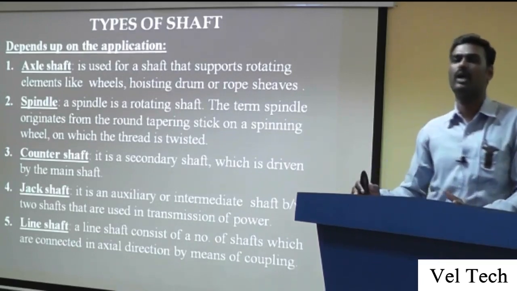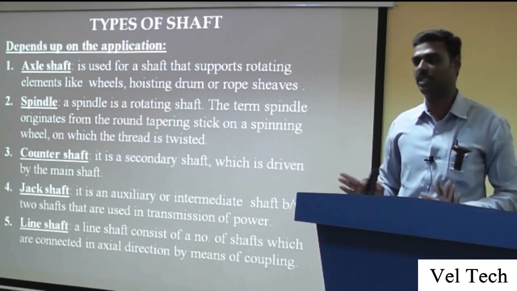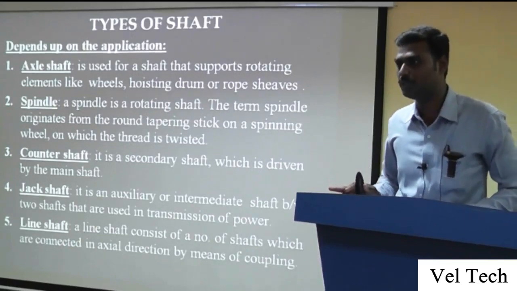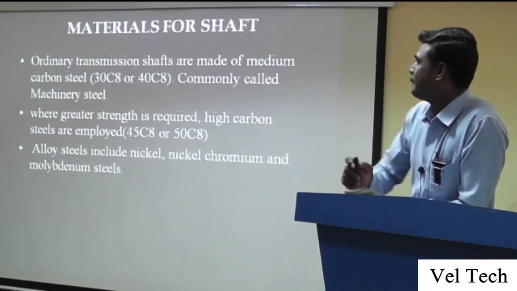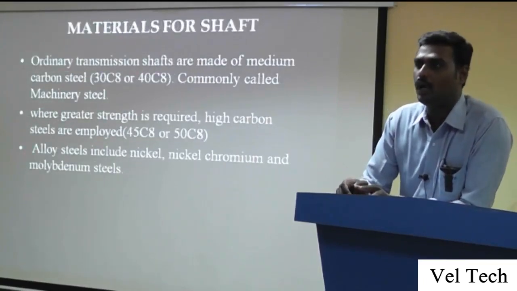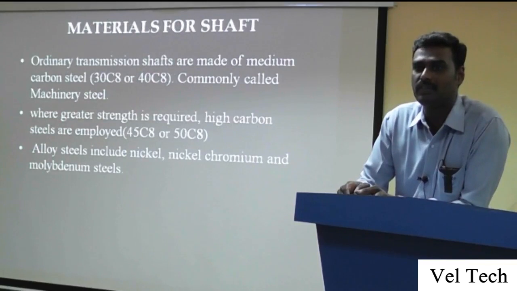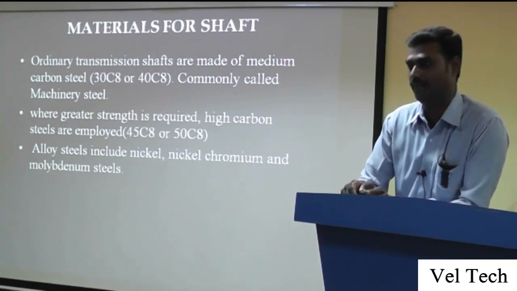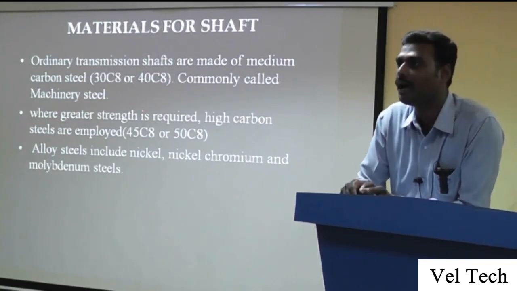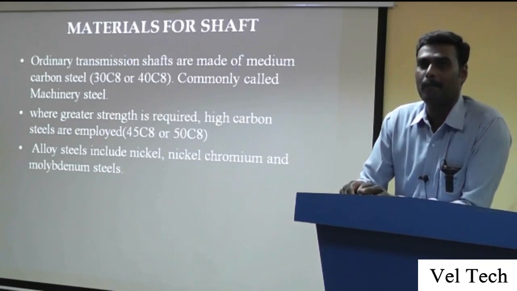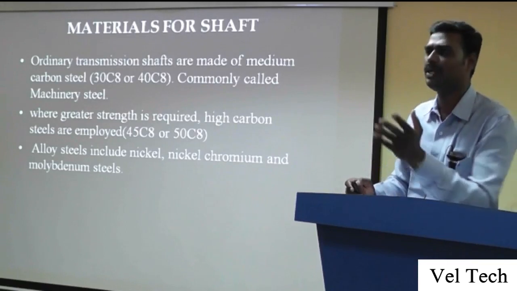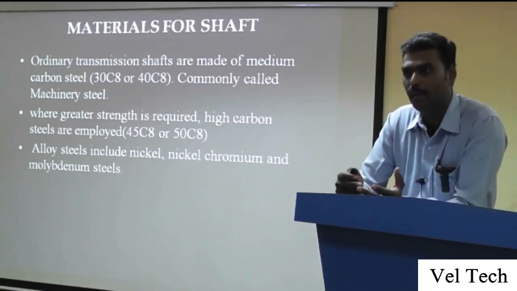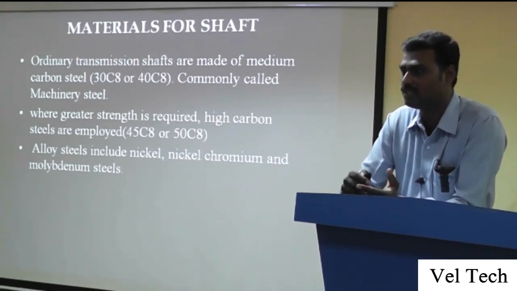What are the commonly used materials for shaft? Commonly used materials are low carbon steel, medium carbon steel, high carbon steel. For some severe applications, we could use alloy steel. When the application demands, we could go for alloy steel. For medium or smaller applications, we can use low carbon steel or medium carbon steel. So these kinds of shafts are also called machinery steel.